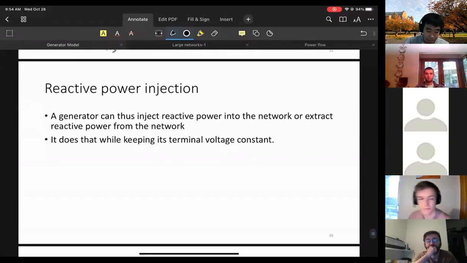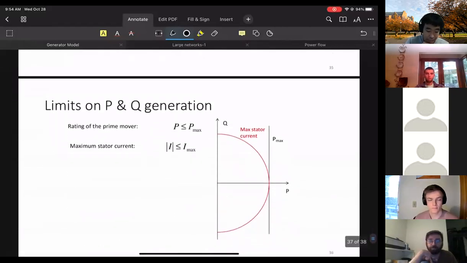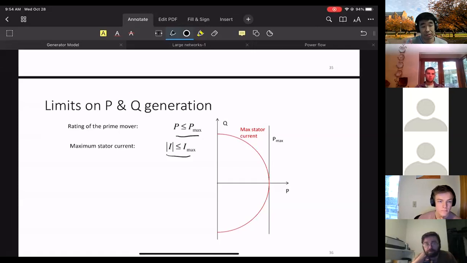So if you look at the limits on generation, as we said, there's always a limit on active power generation, either coming from the amount of fuel you have or the stability limit. And you have a maximum current your line can tolerate. So there are two things that limit how much P and Q you can output. One is P, you have a limit. Two, Q is more free, but your generator is pushing out current, and your lines have a current limit. So you don't want the current to be too large. So you have a P limit and an I limit.